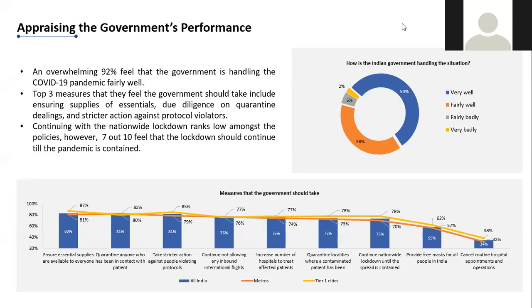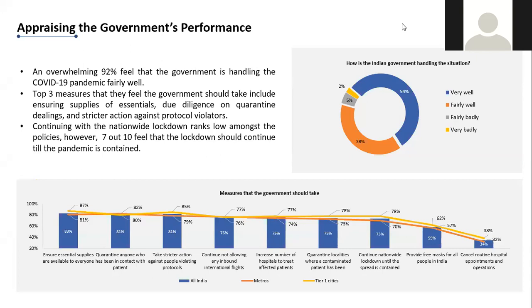When it comes to appreciating what the government was doing, 92% felt that the government is handling the COVID-19 pandemic very well. They feel the government should take steps to ensure that supplies of essentials are on track, that due diligence is taken on how to quarantine people, and that strict measures are taken against people who are violating the protocols.